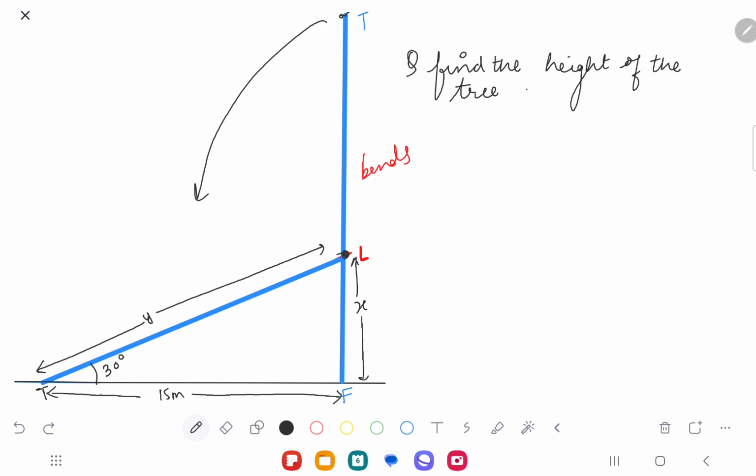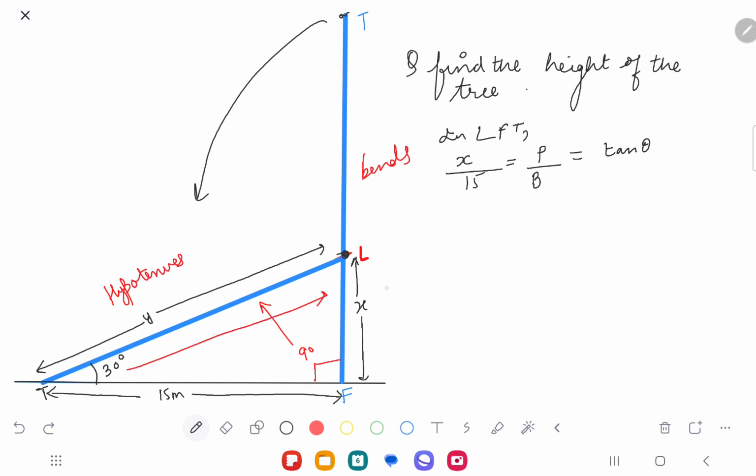I will say that, in triangle LFT, x over 15. So x is going to be my perpendicular and 15 is going to be my base. The perpendicular upon base ratio is called tan theta. Because this is 90 degrees here, right in front of 90 degrees is my hypotenuse, and right in front of theta, 30 degrees, is going to be my perpendicular. So the remaining side has to be my base.